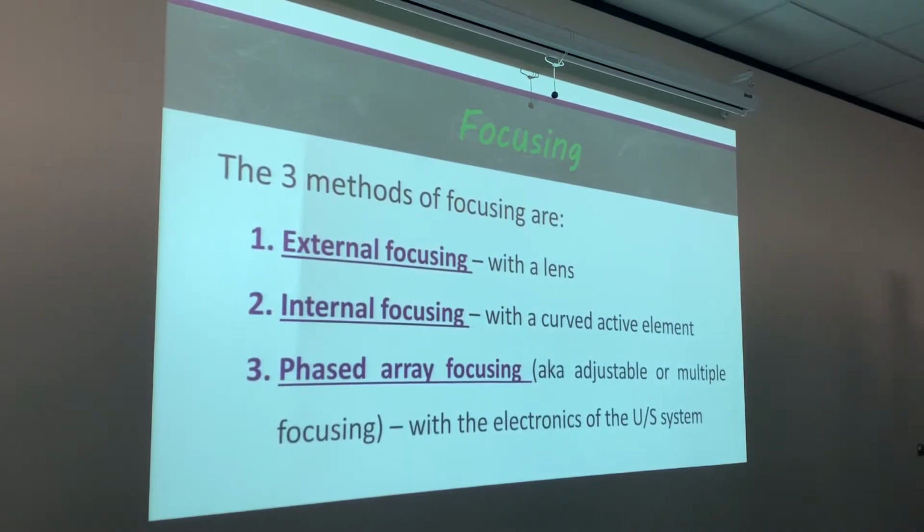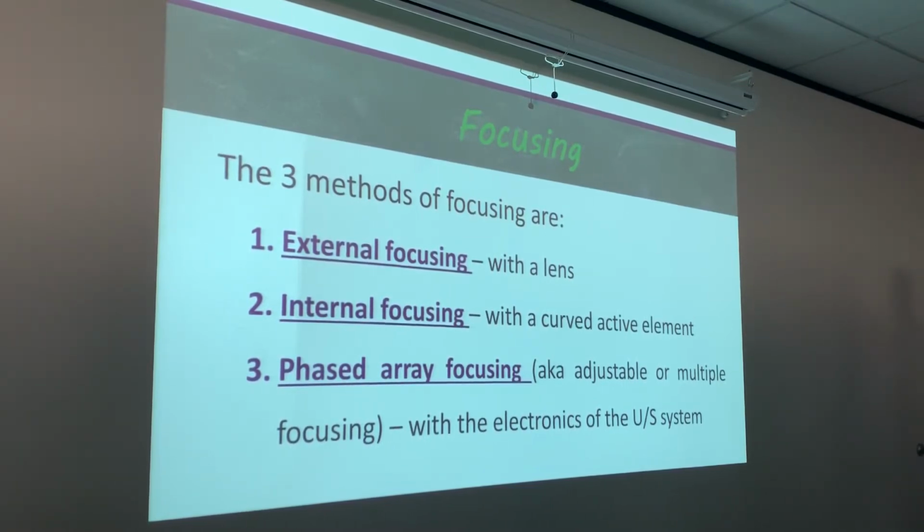There are three methods of focusing, guys: internal, external, and electronic focusing. External focusing occurs with the lens. They attach this to the matching layer of the transducer. Think of it as a pair of glasses, right? It's outside, external focusing. For my people that wear glasses, think of it like that: external focusing with an acoustic lens. Internal focusing occurs with a curved active element. So they actually make the PZT into a curved PZT. And phased array focusing, also known as adjustable or multiple focusing, occurs with the electronics of the ultrasound system.